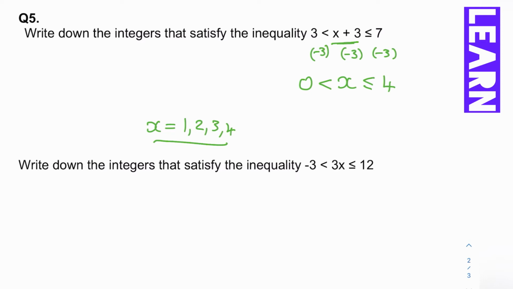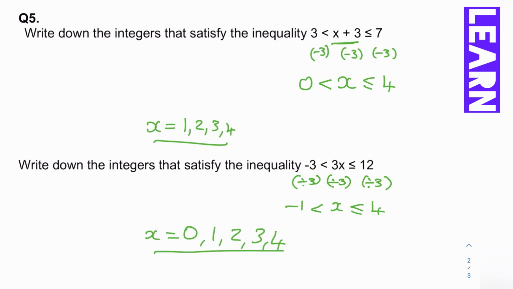In our second part, this time we need to get rid of the 3x, so we've just got x. That means we need to divide all 3 parts by 3. Negative 3 divided by 3 is negative 1. That's less than x, which is less than or equal to 12 divided by 3, which is 4. Again, it wants us to write down all of the integers that satisfy this inequality. So x has to be bigger than negative 1, but less than or equal to 4. So 0, 1, 2, 3, and 4 are your solutions there.